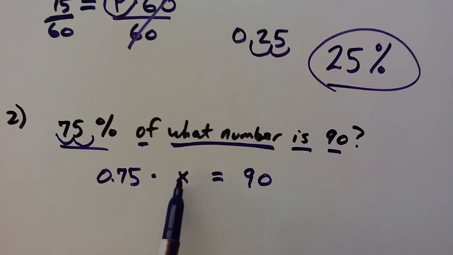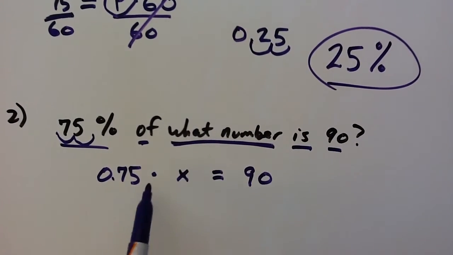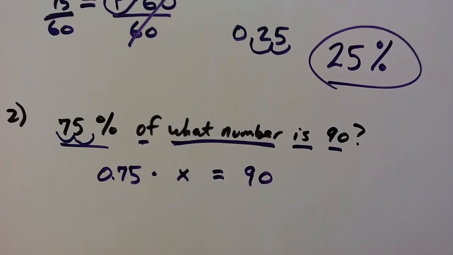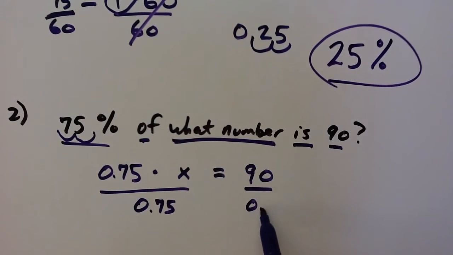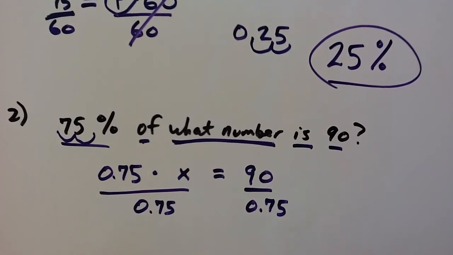I'm multiplying that by the unknown number. And so to get this variable x by itself, I have to undo this multiplication. And I undo multiplication by division. And I use the horizontal fraction bar to show division. So I'm dividing this side by 0.75. And if I divide the left side by this number, I divide the right side of the equation by that same number. You always do the same thing to both sides of the equation.